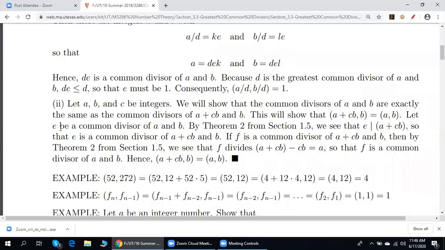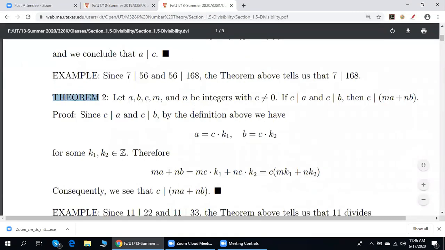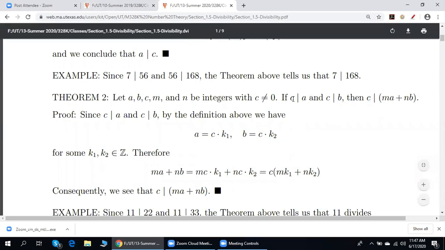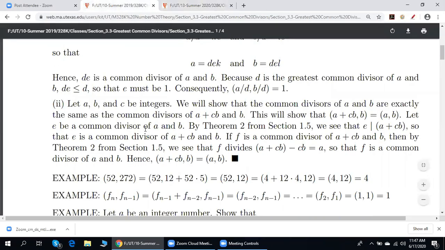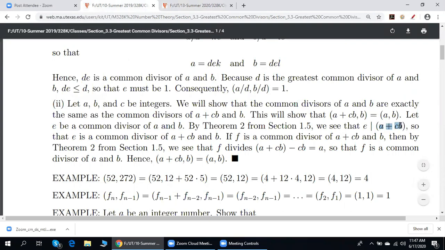So, let E be a common divisor of A and B. Let us go back to Theorem 2 from section 1.5. Theorem 2 says the following. If C divides both A and B, C divides any integer linear combination of them. Of course, in our case, instead of C, we have E. So, please compare this and this.